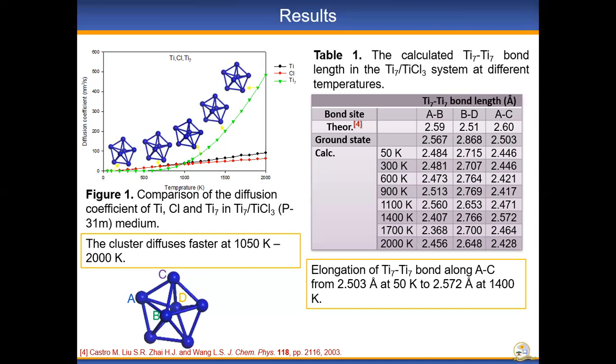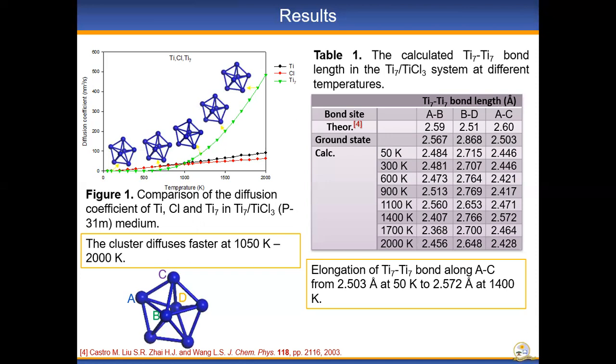Now, in table 1, we observed that the bond size decreases. However, there is an elongation of Ti7 bonds from 2.503 angstroms at 50 kelvins, which is low temperature, to 2.572 angstroms at high temperature, which is at 1100 kelvins. Now, the bond lengths A, B, C, and D are indicated on the nanocluster, which is the inset on the bottom left corner. Now, the pure theoretical and ground state values as shown in table 1 are added for comparison.